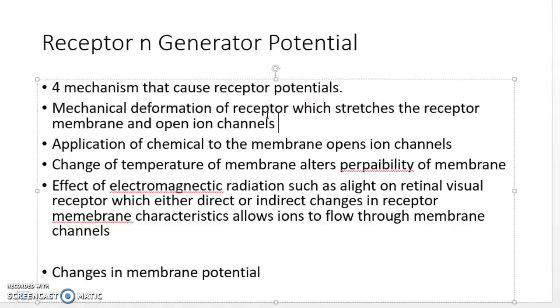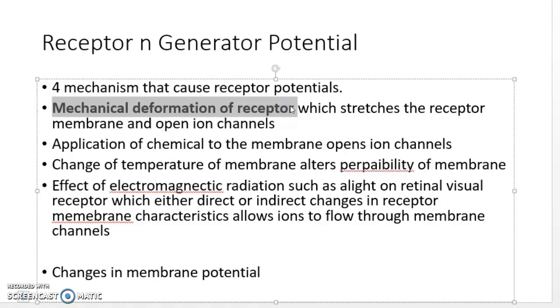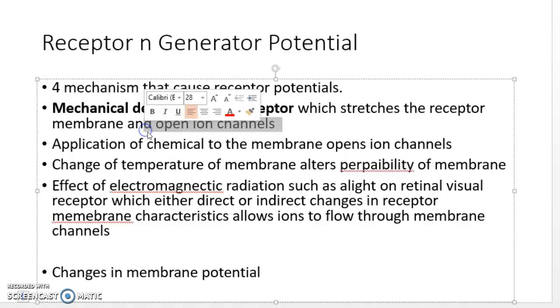So now let me recap what I'm saying over here. There is going to be receptor potential and generator potential. First of all, there are mechanical deformations of the membrane of the receptor, which lead to the opening of ion channels and ion influx. The next one is a chemical change, where chemicals act on the membrane, which causes ion influx and opens ion channels.